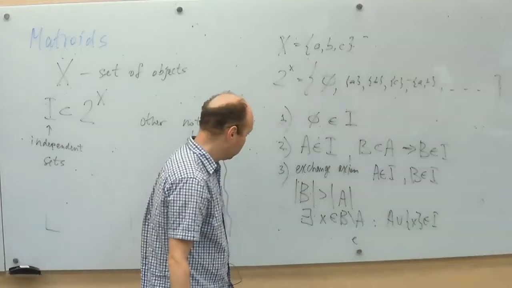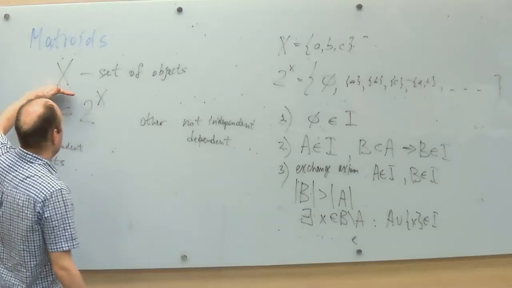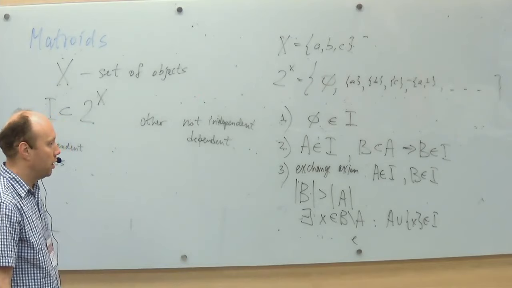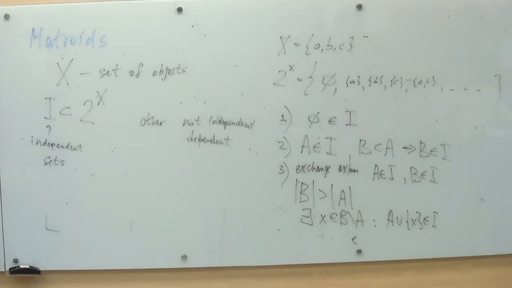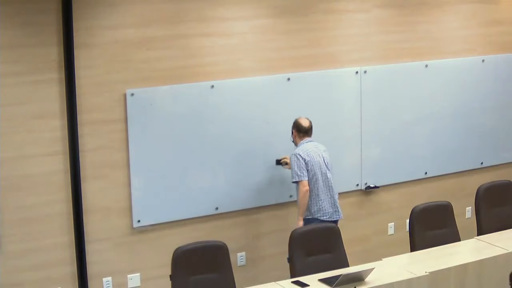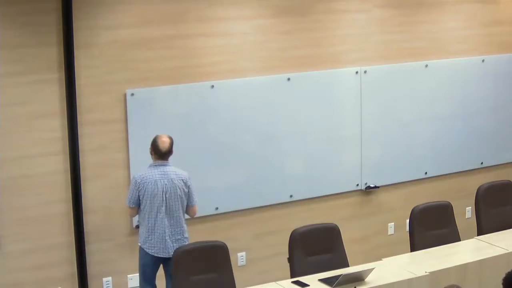So, if we have a set of objects and a collection of independent sets, and these three axioms are satisfied, then we say that we have a matroid. Let's consider several examples. The first example will be, in some sense, trivial, but it will give us some feeling of what this axiom means. This is called a uniform matroid.